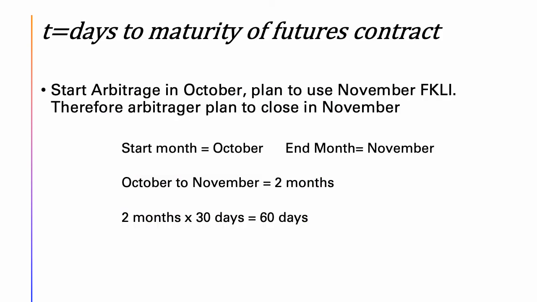So you need to calculate number of T's, which is the days to maturity of futures contract. So you start arbitrage in October and you plan to use November FKLI. So you plan to close out in November. So your start month is October, end month is November. So October to November, we have 2 months. So 2 months times 30 days. So period of your arbitrage is 60 days.